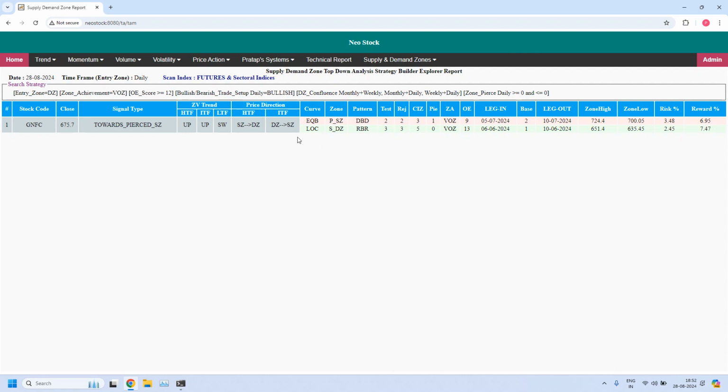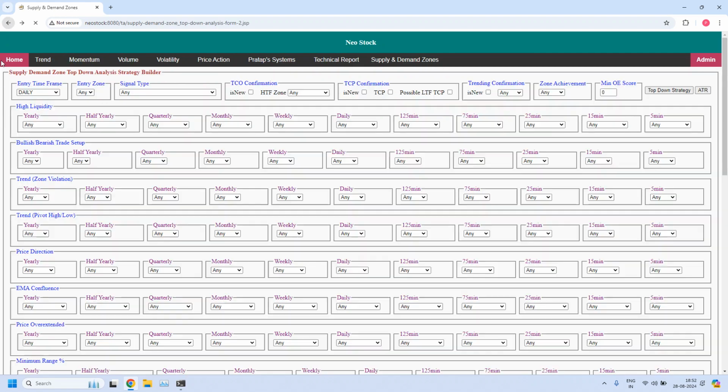But let us verify whether this demand zone has any monthly EMA confluence, because the daily and weekly zones are part of the monthly zone. They have zone confluence with monthly. That's why monthly, and the monthly trend is an uptrend, the HTF trend. So let's verify EMA confluence for the monthly zone.